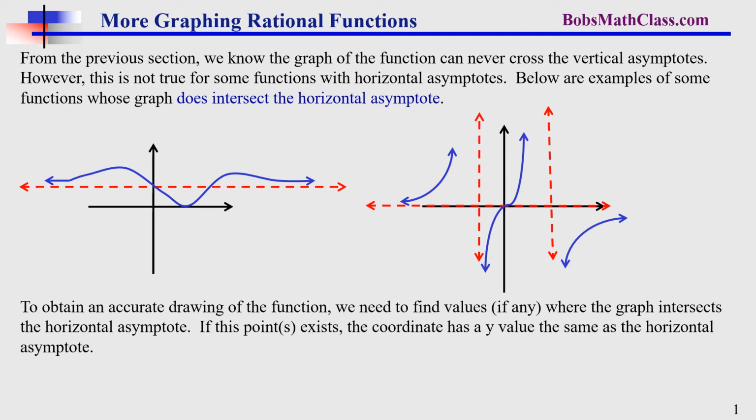Here's a couple examples of graphs intersecting horizontal asymptotes. You can see the first one intersects twice, and then it goes out to infinity to the right. It gets closer to the asymptote, and then as it goes out to the left to negative infinity, it gets again closer to the asymptote. The one on the right, it does intersect the horizontal asymptote in the middle. It just goes right through it. But the ones on the outside do not intersect the horizontal asymptote.